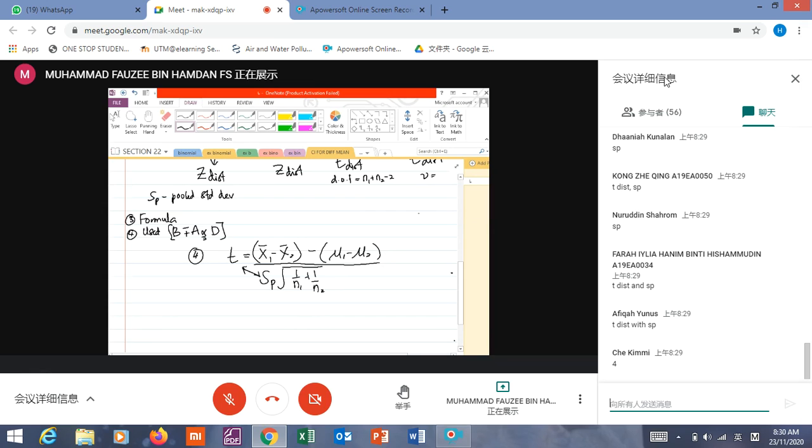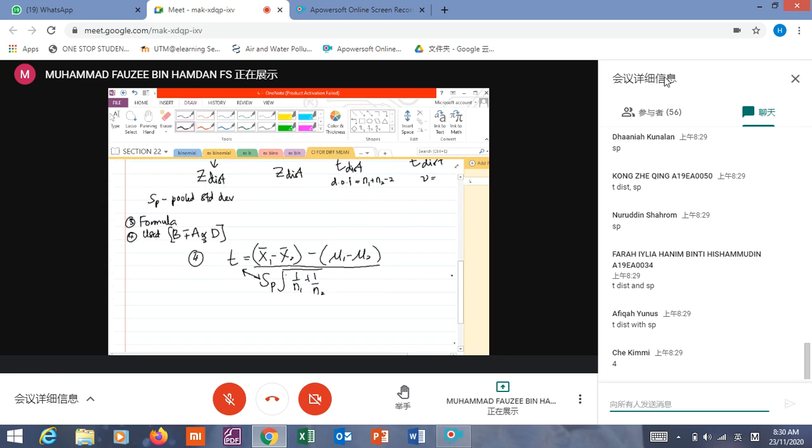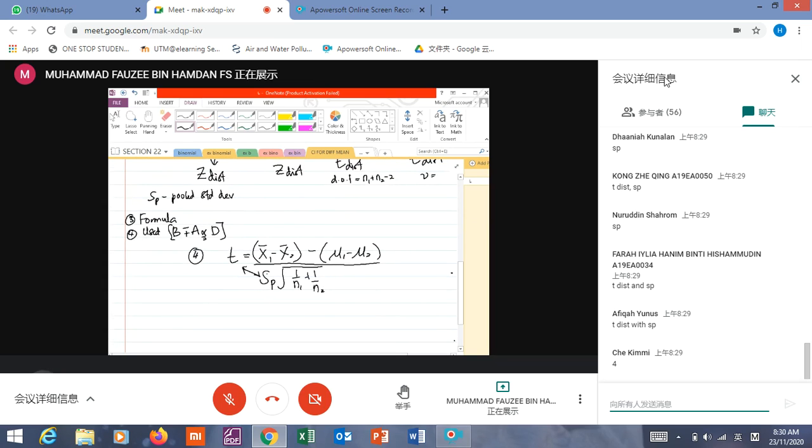How do we know? Because if you look at the flowchart, you need to use T distribution and you need to measure SP. Which formula contains these two, T and SP? This formula. Okay, that's how we look at the formula.